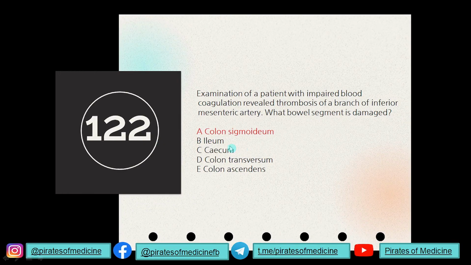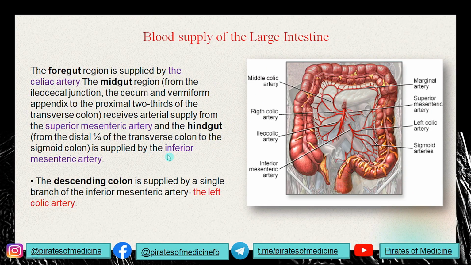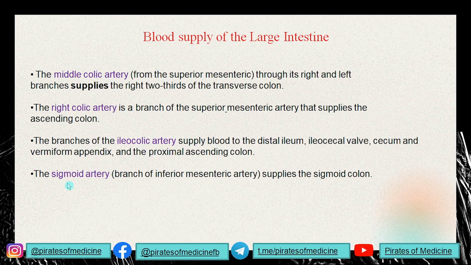So the 122 question today is that examination of a patient with impaired blood coagulation revealed thrombosis of a branch of inferior mesenteric artery. Which bowel segment is damaged? So if you remember that we studied the various arteries of the large intestine and small intestine, at that time we studied that the inferior mesenteric artery supplies the branches to the transverse colon's distal 1/3 part, to the sigmoid colon, and the sigmoid colon is supplied by the sigmoid artery, which is a branch of inferior mesenteric artery.